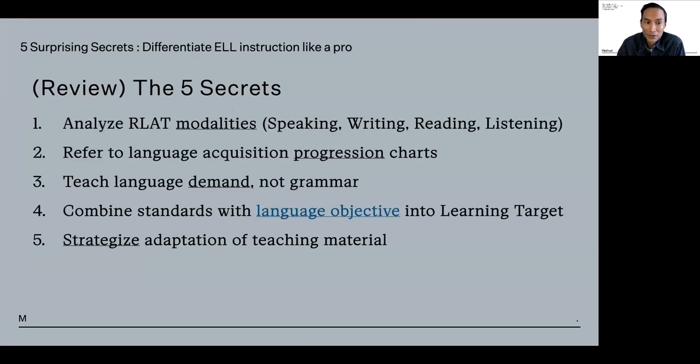So let's review the 5 secrets. Now it's out there. You analyze the modalities, you refer to the progression charts and teaching demands, combine everything into one learning target, and then strategize your adaptation.